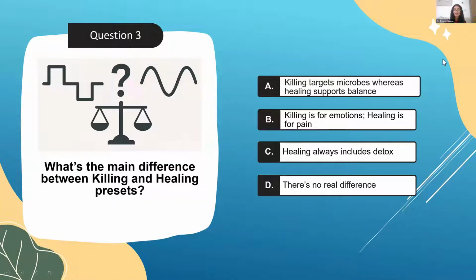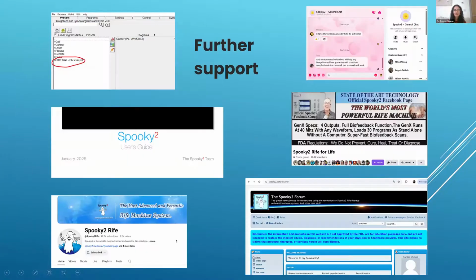Okay, so the last question: what's the main difference between killing and healing presets? Is it A, killing targets microbes, whereas healing supports balance? B, killing is for emotions, healing is for pain? C, healing always includes detox? Or D, there's no real difference? Fantastic again. Yes, the answer is A: killing targets microbes, whereas healing supports balance. Amazing. You all got 100%.